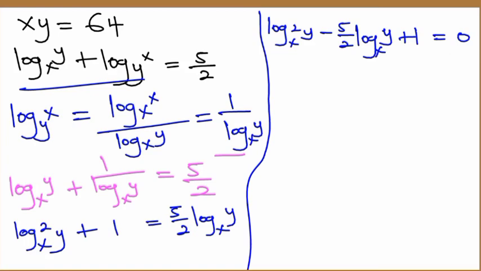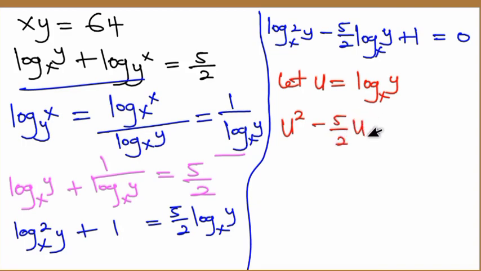So the best thing you have to do is to let or do some substitution. So what I will do is to let u equals log base x y. So in place of this one, I'll put u there. So I'll have my u to the power 2 minus my 5 divided by 2 u plus 1 equals 0.